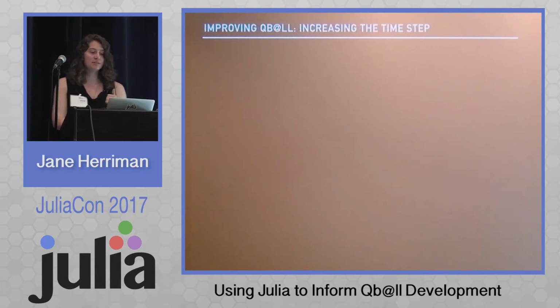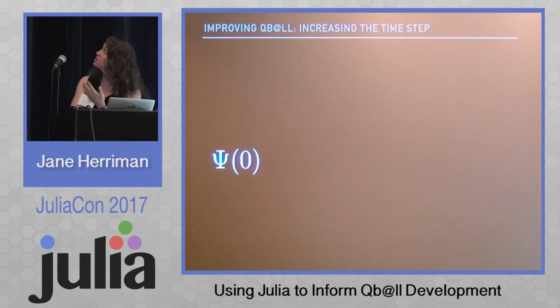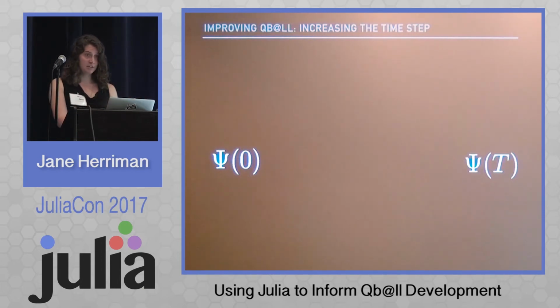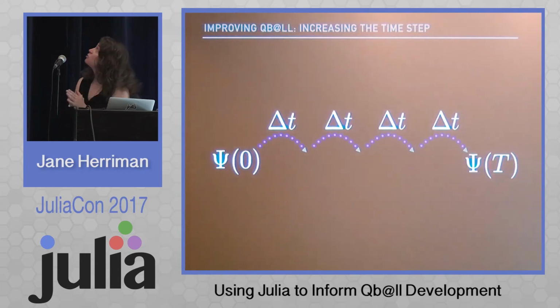So in TDDFT, we start with some state of the system, or some state of our electrons at time 0. And we're interested in knowing what the state of the system will look like at some advanced time t. So to get from time 0 to time t, we take a series of smaller time steps, where each time step corresponds to some subproblem.